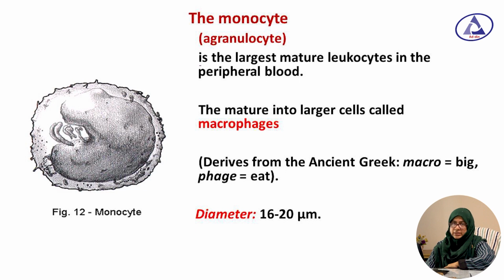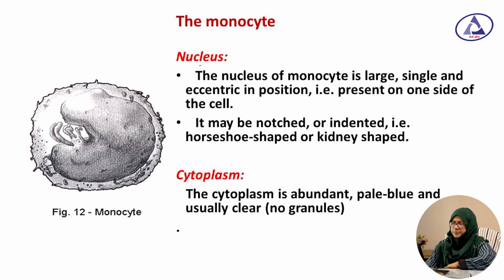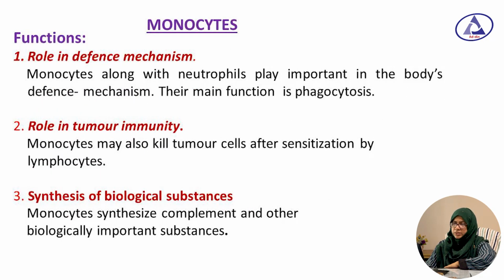Its diameter is about 16 to 20 micrometer. The nucleus is usually single, but it is eccentric in position, usually present on one side of the cell. It may be notched or indented, horseshoe shaped or kidney shaped, and the cytoplasm is abundant, pale blue and usually clear, and no granules are present. The functions are: number 1, role in defense mechanism. Monocytes along with neutrophils play an important role in the body's defense mechanism. Their main function is phagocytosis.